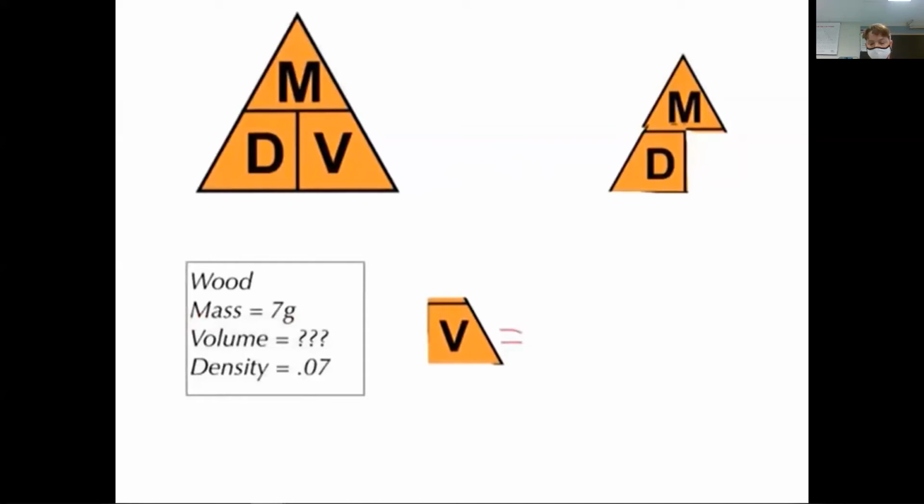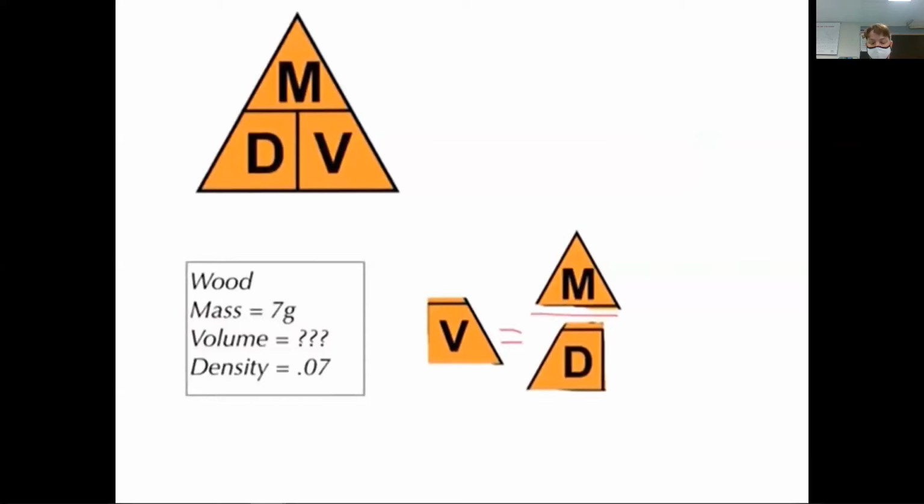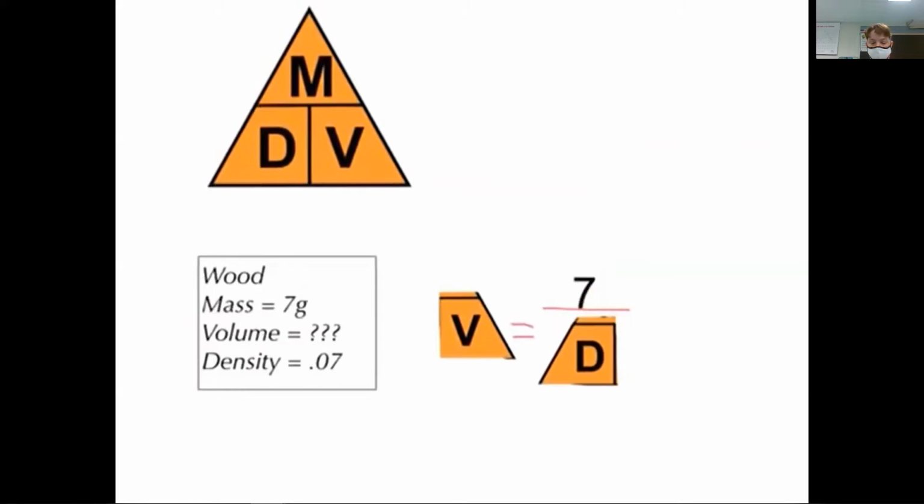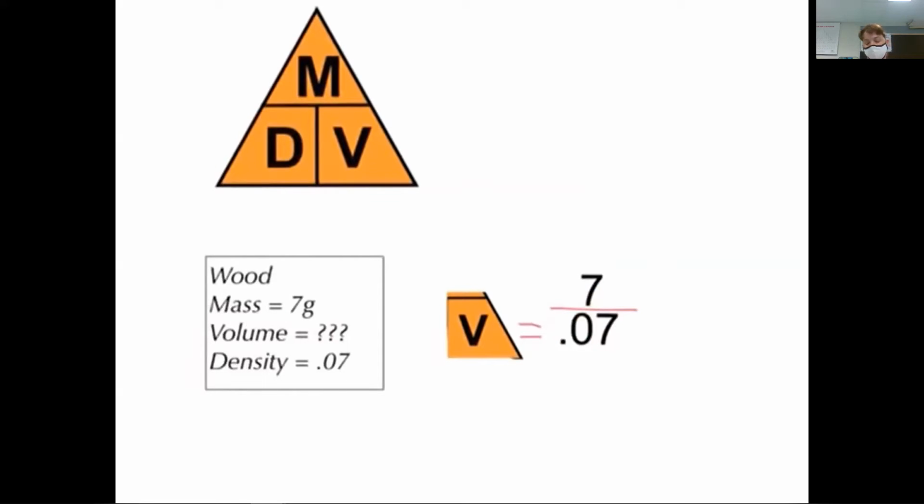And if you remember, we go top to bottom, so we're going to start with mass and divide by density. So we can do mass over density, or volume equals mass divided by density. Because we already know what the mass is, 7 grams, we can put that in for M. And because we know the density, which is 0.07, we can place that in for D. And when 7 is divided by 0.07, there is an answer of 100, so the volume would be 100.